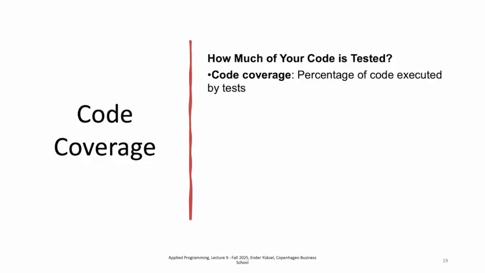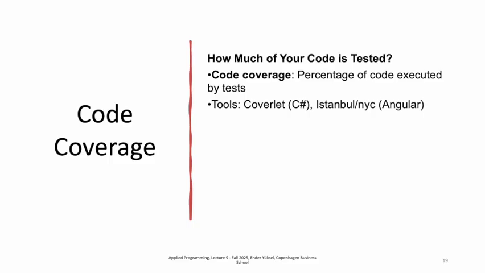Code coverage tools analyze your code while tests run and show you exactly which lines are tested and which aren't. For C#, we use tools like Coverlet. For Angular, we use Istanbul or NYC. These tools generate reports showing coverage percentages and highlighting untested code.